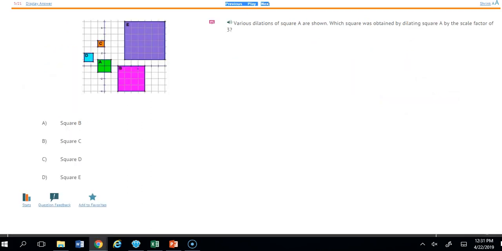This question says various dilations of square A are shown, which square is obtained by dilating square A by a scale factor of 3. So I'm going to look at our sides here of A. This one's 2 by 2. So if I take one of my sides and I multiply it by our scale factor, which is 3, that gives me 6. So we're looking for something that has a side of 6 and a side of 6, and the only one of those that we have is right here.